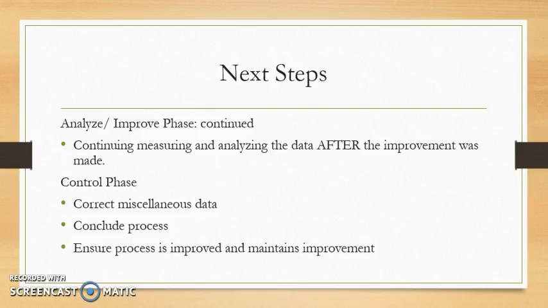And then looking at the control phase, I'd like to correct those miscellaneous data points, take out the battery failure, and possibly after a little more evaluation, look at the holidays and see if those are points that should be excluded as well. Then we'll conclude the process and finalize if the improvement did work, and if it did work, what steps can be taken to improve that solution or maintain that improvement.